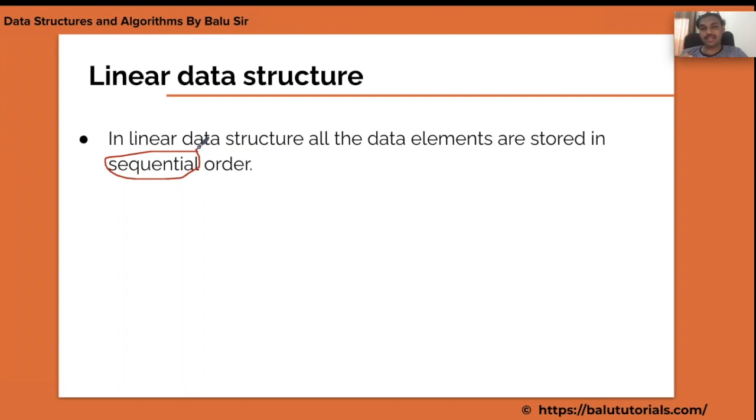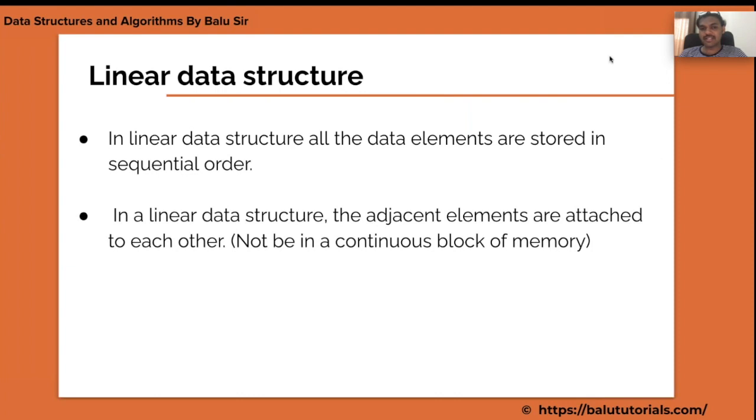In a linear data structure, all the data elements are stored in sequential order. Sequential order is not the same as sequential memory representation. Both are different.